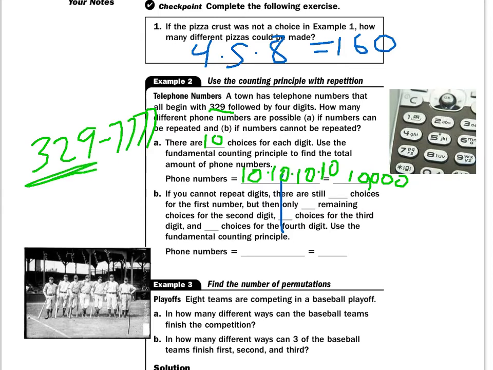If you could not repeat the digits, if you thought, you know what, you can't have a number like 7777, you could have 7894 or whatever.